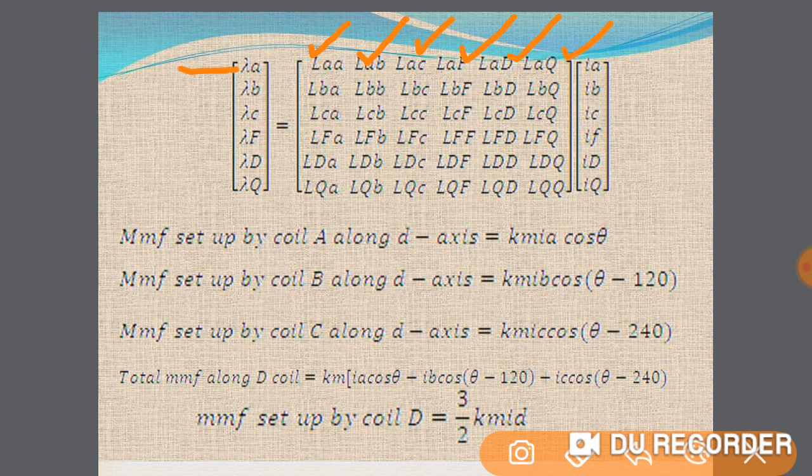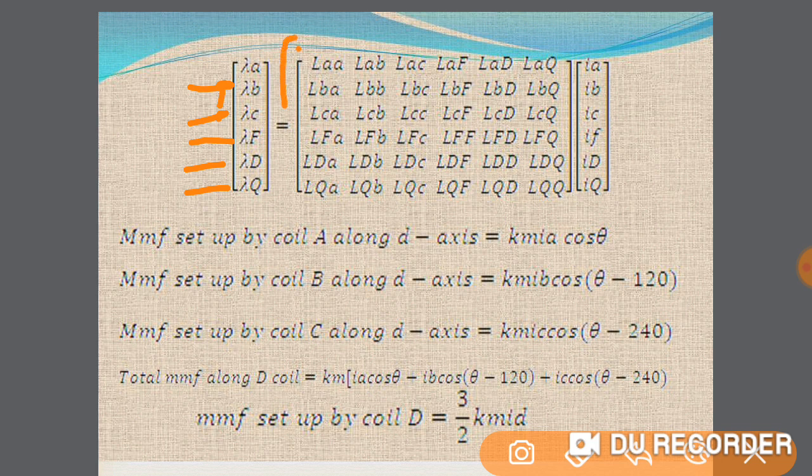So this entire row, as a shortcut you can remember that the first suffix will be the particular variable which we are deciding, that is A, and all the other variables with respect to it are on the other suffix side. Similarly, we can do it for B, we can do it for C, we can do it for F, D and Q.